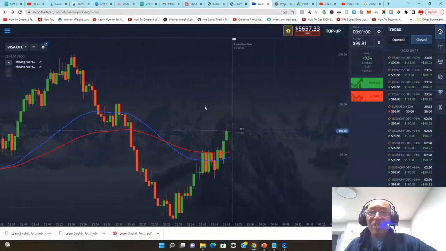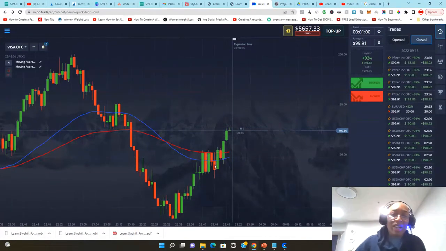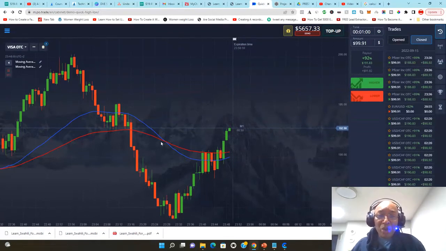Okay, the trend is your friend. If you trade against the trend, you are going to lose. But the other thing is also to make sure there is a strong signal, long wicks, and the wick has to be between the two lines. Okay, so showing that there's a pullback in the market.